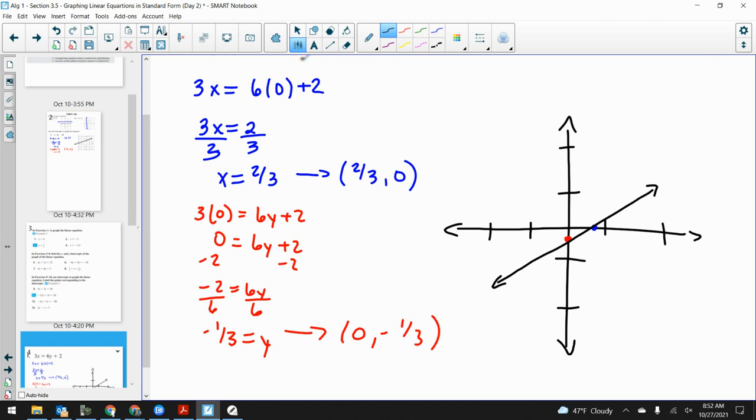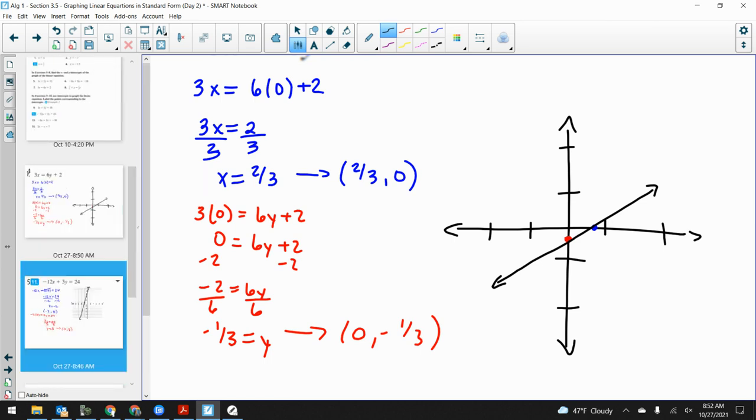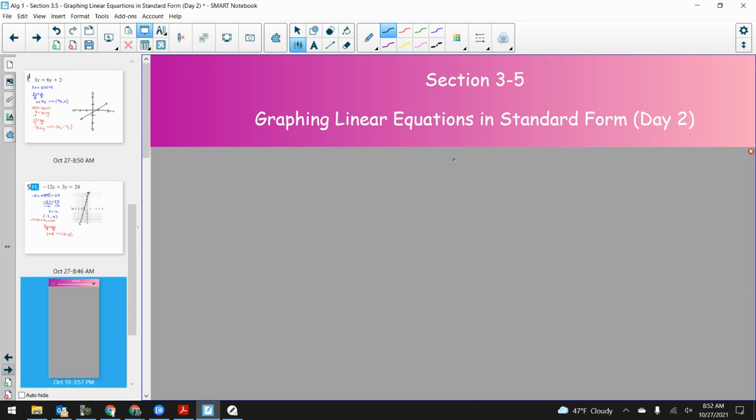Oh, forgot to do the warm-up. Did I do the warm-up? No, I did. I did this the other way around today, didn't I? Yeah. I should do homework first, then warm up. No, that's okay. Let's get to our notes for today.